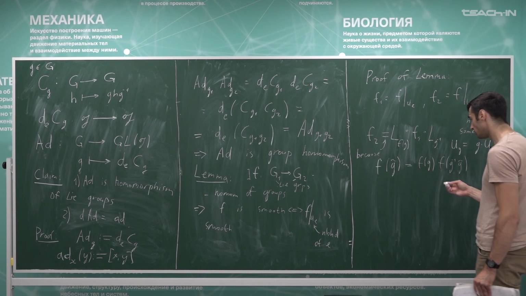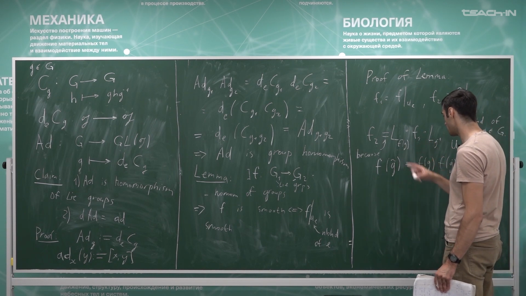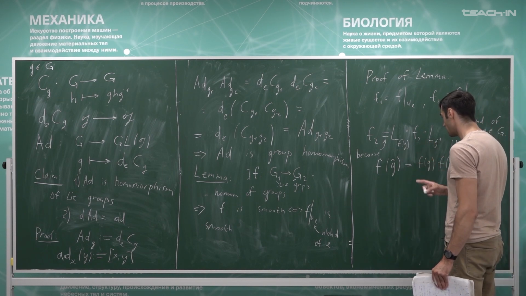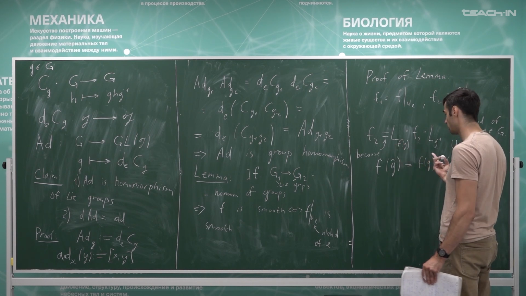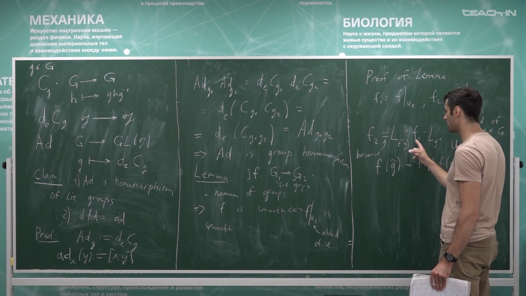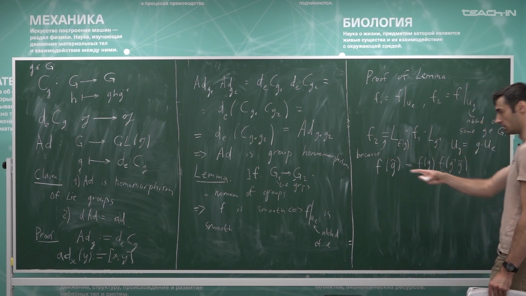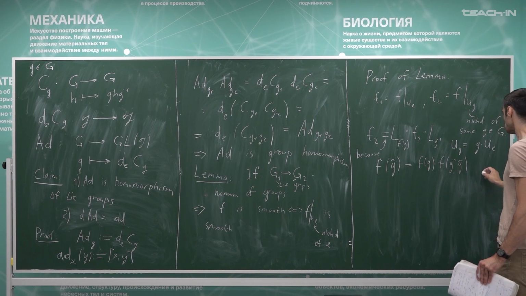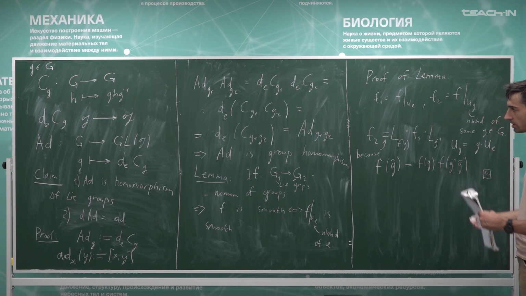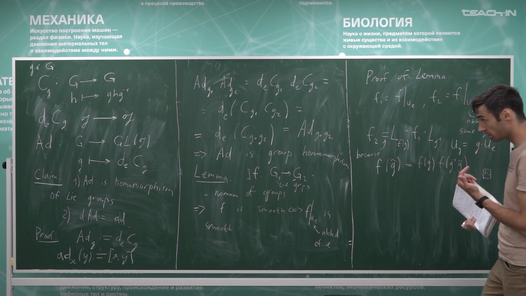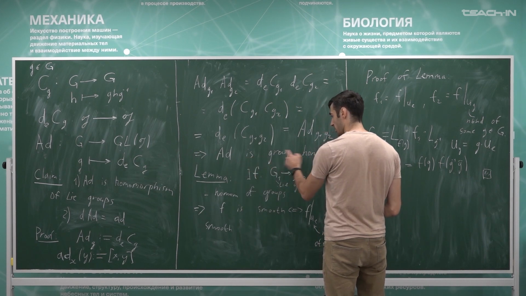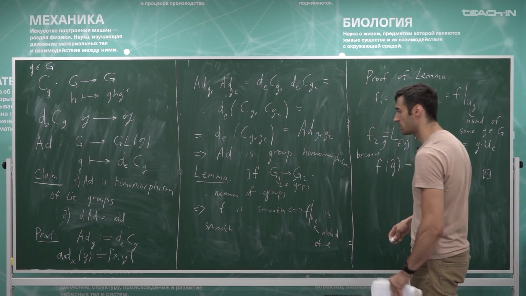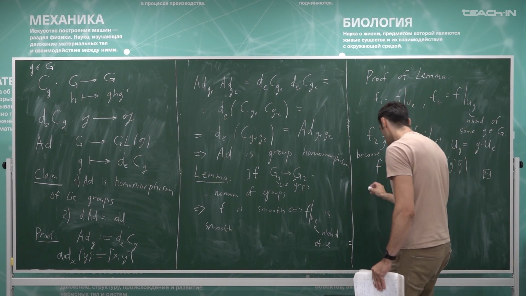But all three of these functions are smooth. These are just diffeomorphisms. So therefore F1 and F2 are smooth simultaneously. And so therefore the lemma is proved. Which means, so what do we need? We need to prove the smoothness of Ad. We know already it's a group homomorphism, therefore by the lemma it's enough.